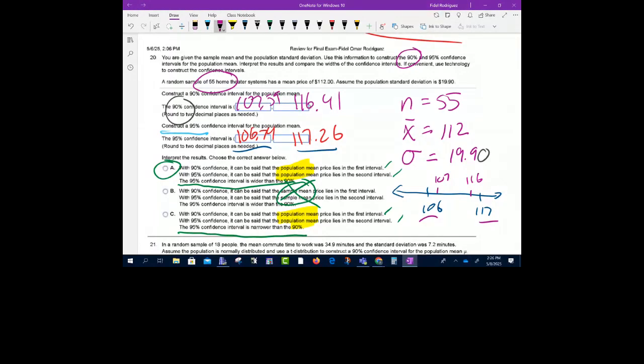So when it talks about the first interval, is it talking about the 107.59, right? The 90% is the first interval, yeah. And the 95% is the second one, right? In my mind, I thought it was talking about the margin of error. Oh, yeah.